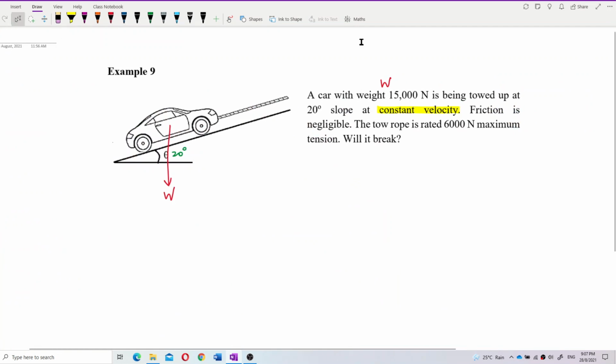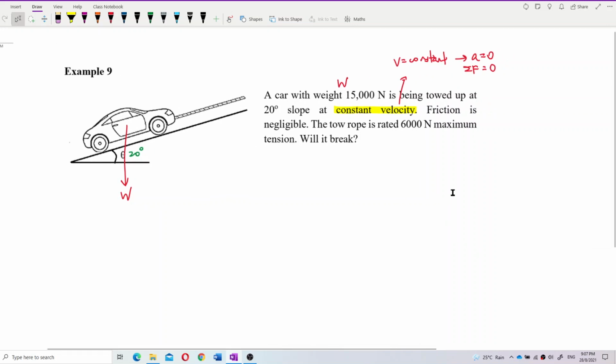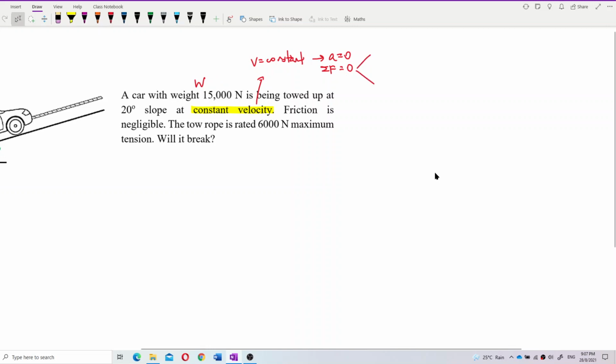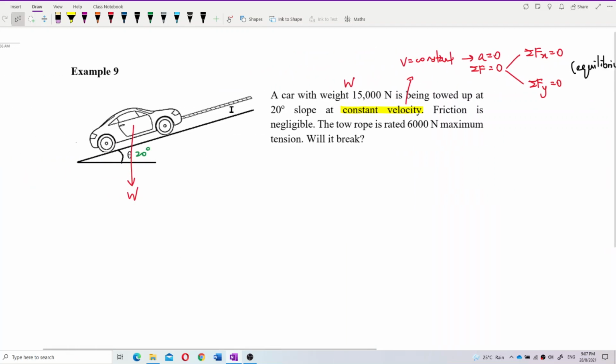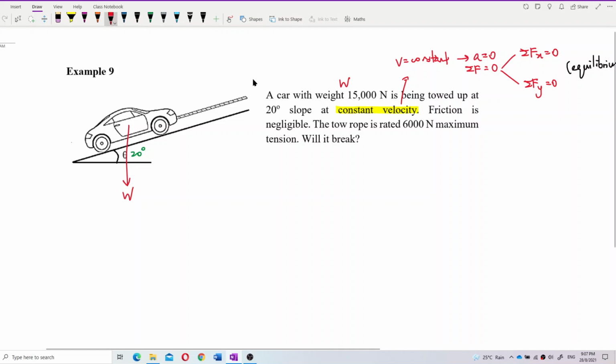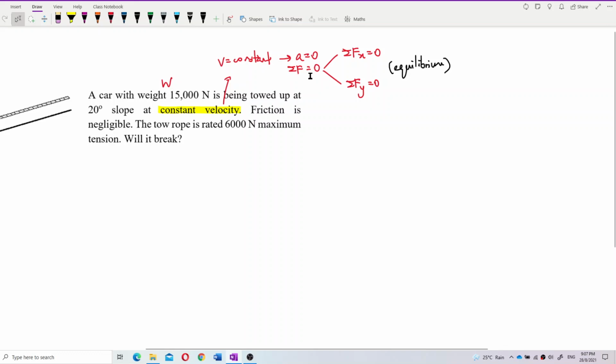So constant velocity implies acceleration 0, and the total force equals 0. That means total Fx is 0 and total Fy is also 0. In other words, this car is in equilibrium, because acceleration is 0. The resultant force is 0. This keyword, constant velocity, is very important.